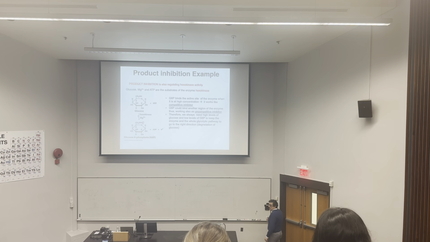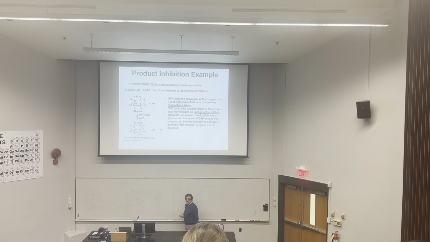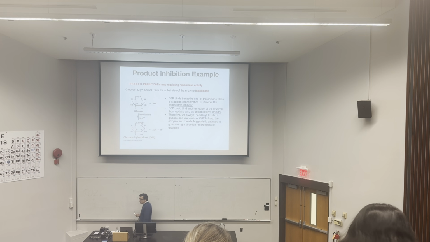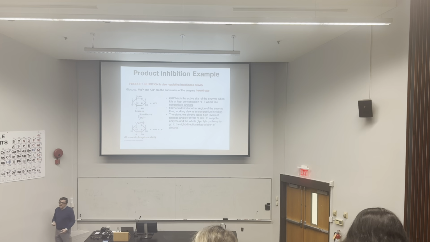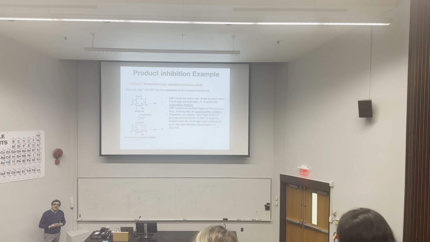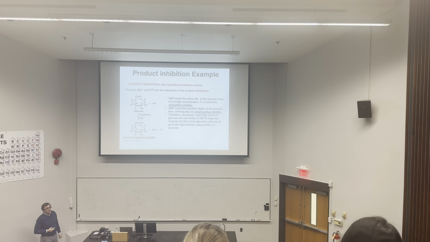For a product inhibition example, we use again hexokinase, all the 4 hexokinases can work this way. Another way hexokinase can be controlled is because glucose 6-phosphate can still bind hexokinase and block the binding of glucose. Okay, so this is the second way hexokinase can be regulated. Hexokinase has a lot of regulation.